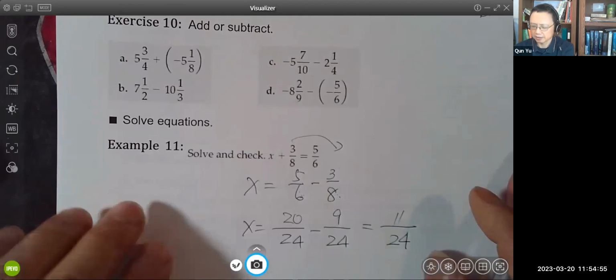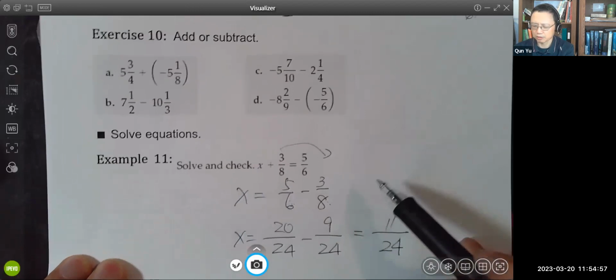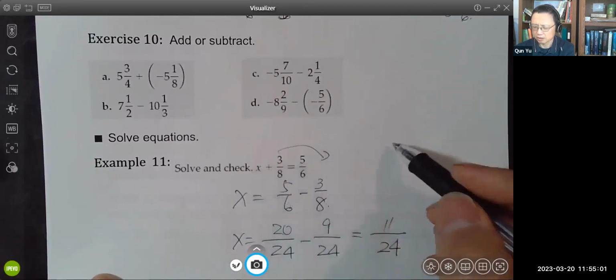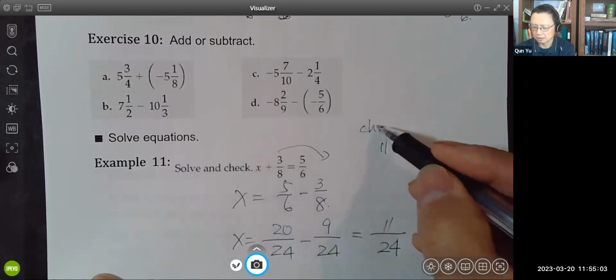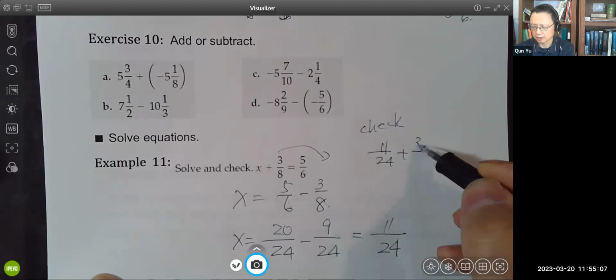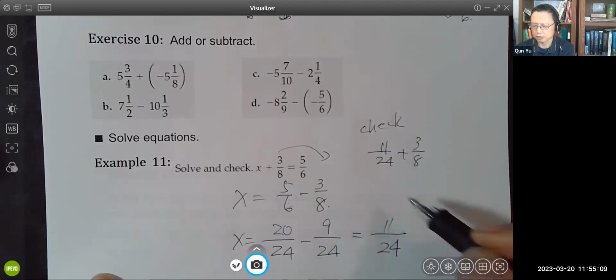So let's solve and check, right? At least we do it once. So let's say we get x equals 11 over 24. We add the 3s. If our answer is correct, we should get 5 over 6, right?